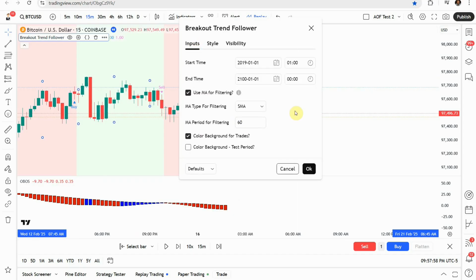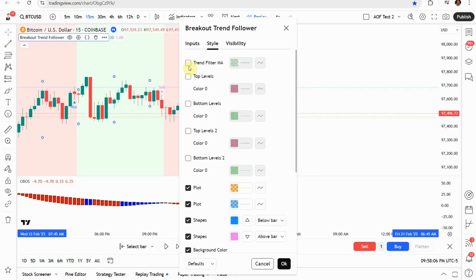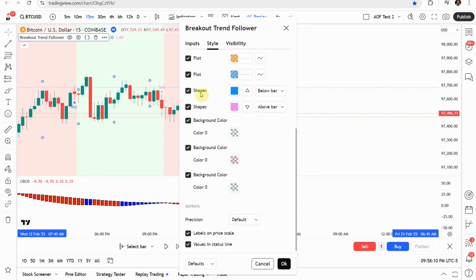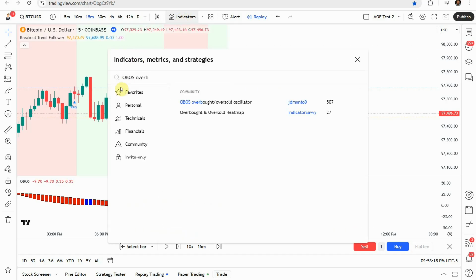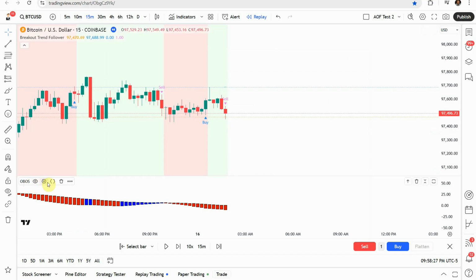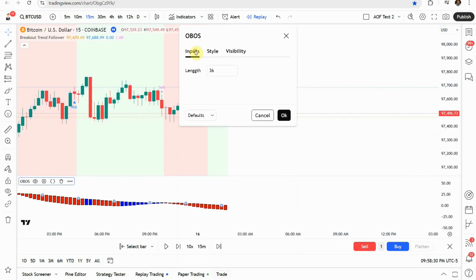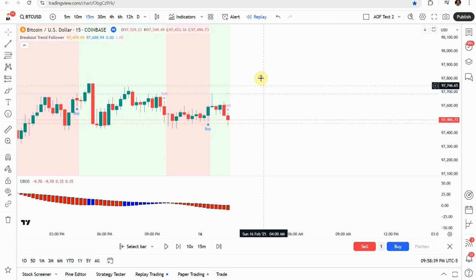and under the inputs you're going to want to make sure the MA period for filtering is set to 60. Then jump into the styles, and you can turn off all these top selections here and just leave on everything underneath that, and then go ahead and click OK. The next indicator we will add to the screen is going to be the OBOS overbought and oversold oscillator. This one right here. Go ahead and click on that one and add it to the screen. And again, we'll jump into the settings of this one as well. And what we want to do is just make sure the length is set to a 36 period. Then go ahead and click OK.